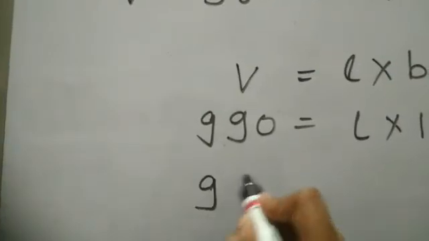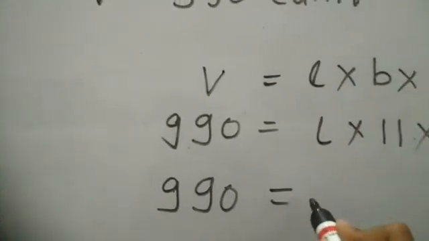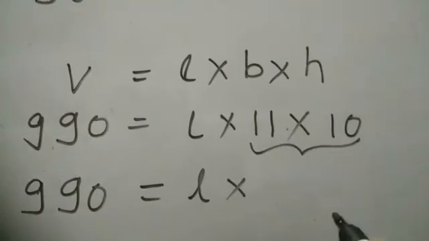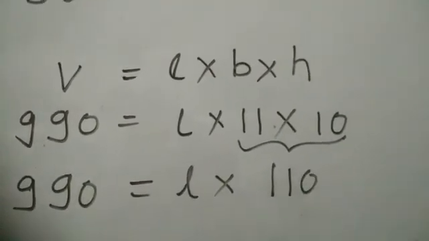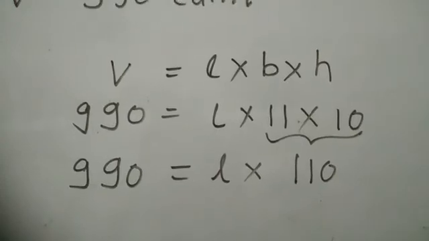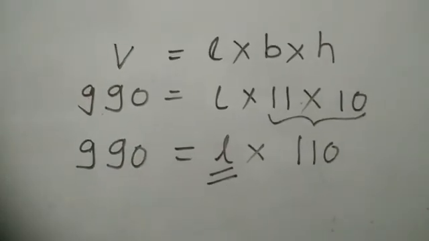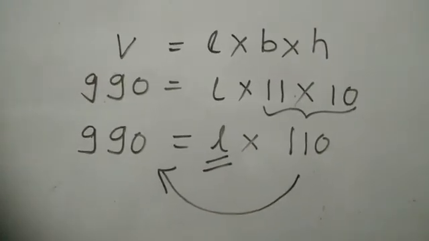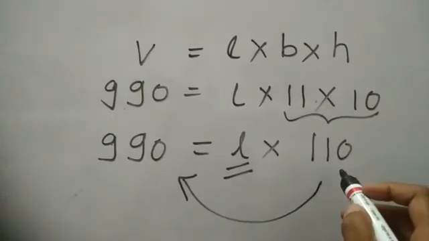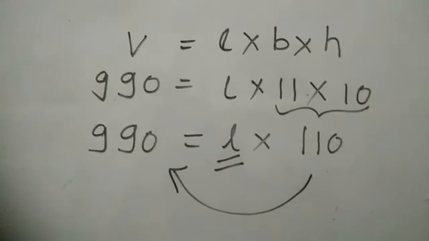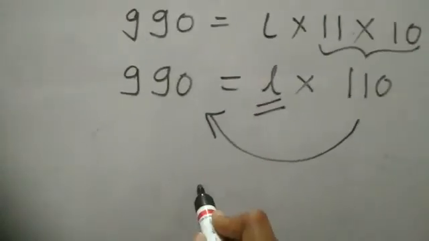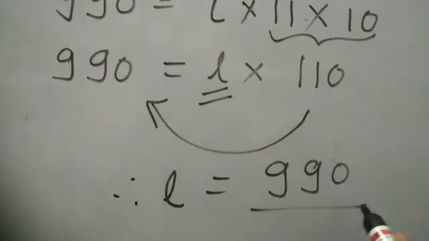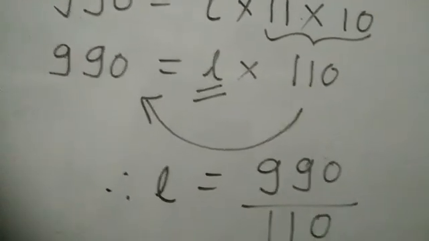Now let us solve. 990 is equal to length into 11 into 10. It comes 110. Now we have to find out the value of L. So we shift this term 110 to the left hand side. So when 110 goes to the left hand side, it will be in the denominator. Therefore, length is equal to 990 divided by 110.